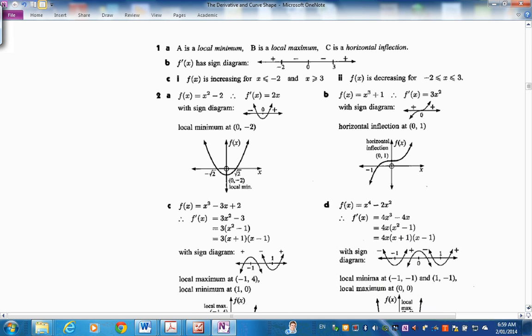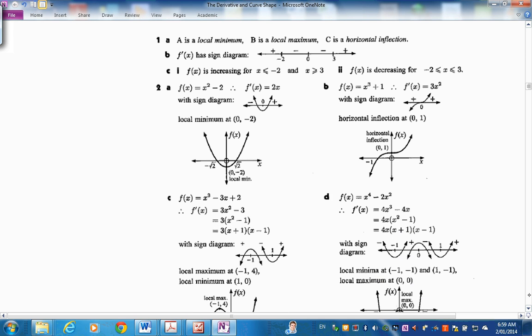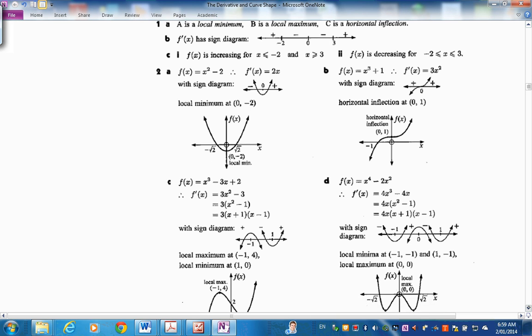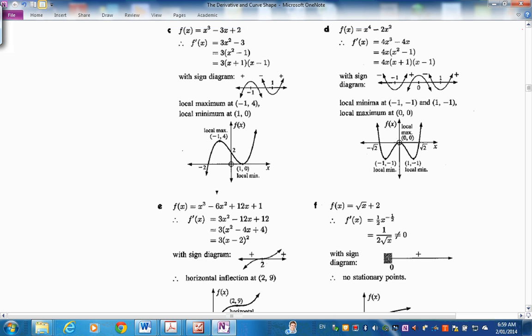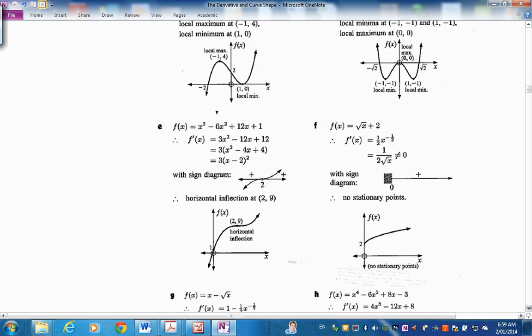So there are the first ones, question 2, A and B. Let's go down to C and D. I'll come up a little bit there. C and D. Okay, and then E and F.